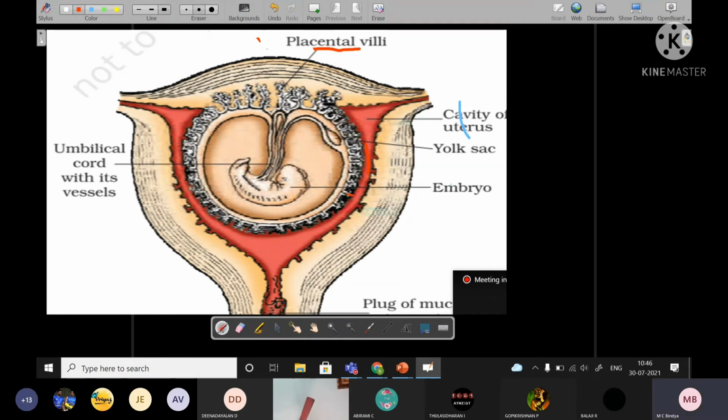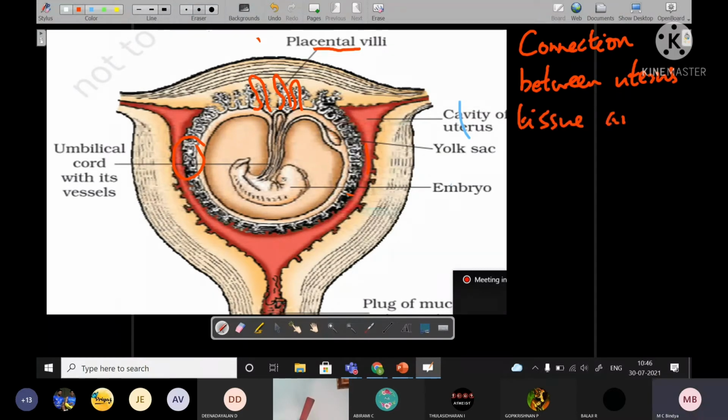Now, what is the use of this placenta? That is another topic. What these are all placental villi. Placenta means the connection between uterus lining or uterus tissue and villi, placental villi. For connection, they have also written the word interdigitated, or interdigitation you can use. So the interdigitation between uterus tissue and villi is called placenta.